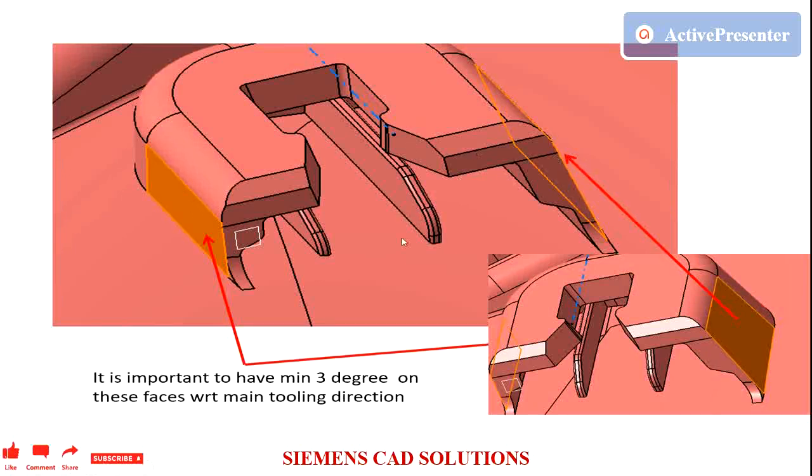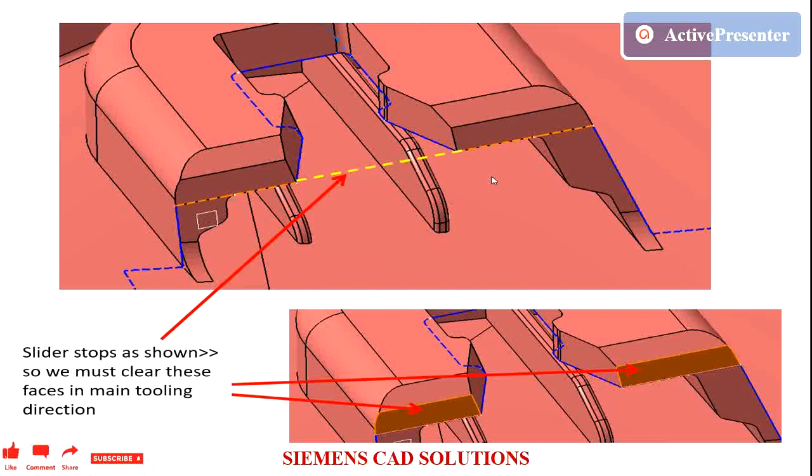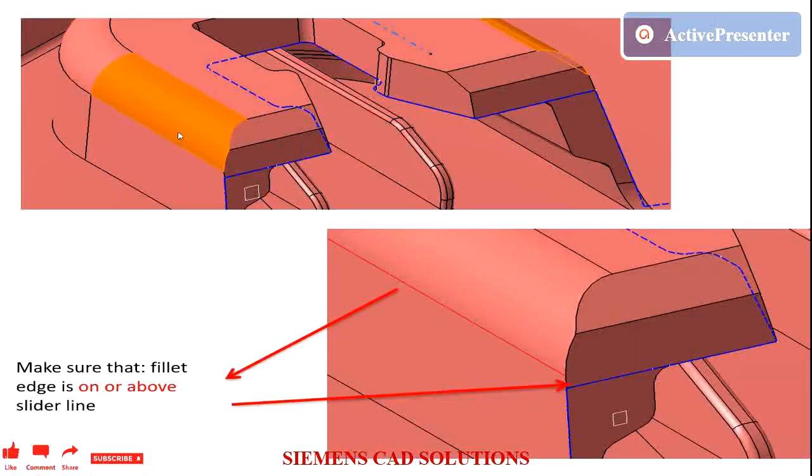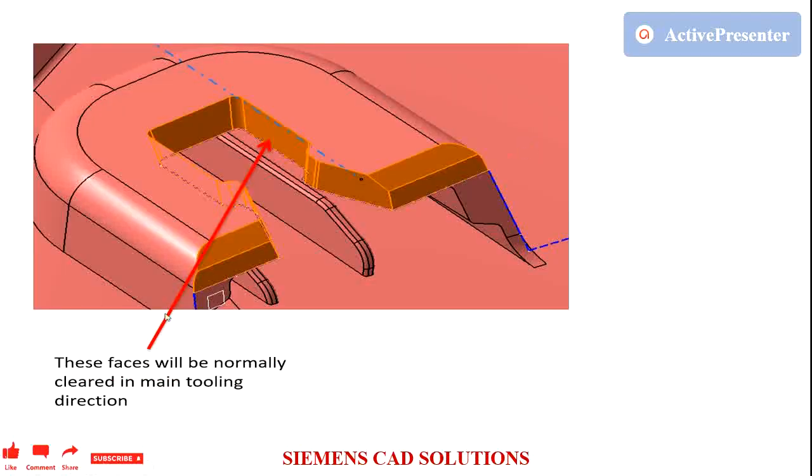The side face of the doghouse is going to be cleared with the help of the main tooling direction, so we need to have a minimum of 3 degree of draft. This yellow line shows where the slider stops. The top surface of your doghouse needs to clear in the main tooling direction, that is what is mentioned here. So the fillet on both sides needs to be above or on the edge of the slider area. Make sure that the fillet edge is on or above the slider line. So this is our slider line, and this area is cleared with the help of the slider.